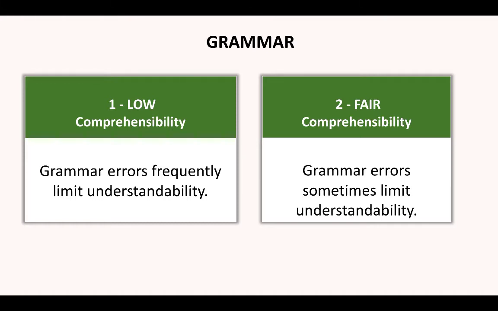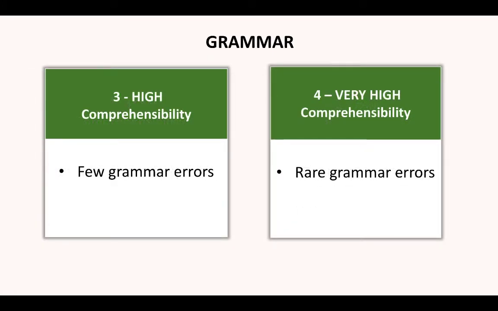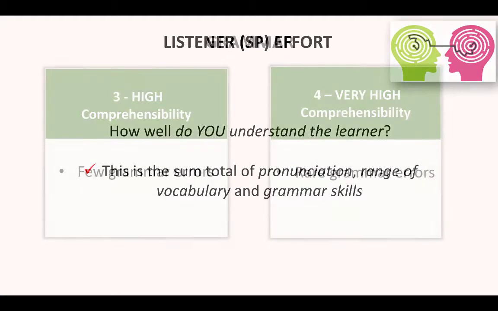Grammar, in terms of 1, low comprehensibility, where the grammar errors frequently limit your understanding of them. Or 2, fair comprehensibility, grammar errors sometimes limit your understandability. 3, high comprehensibility, few grammar errors. Or 4, rare grammar errors. And again, with 4 and with 1, there may be rare instances of good or bad quality, but they may get a 1 or a 4 rating as a result.